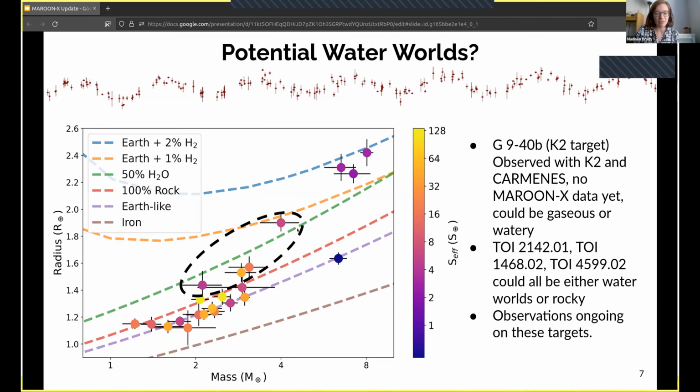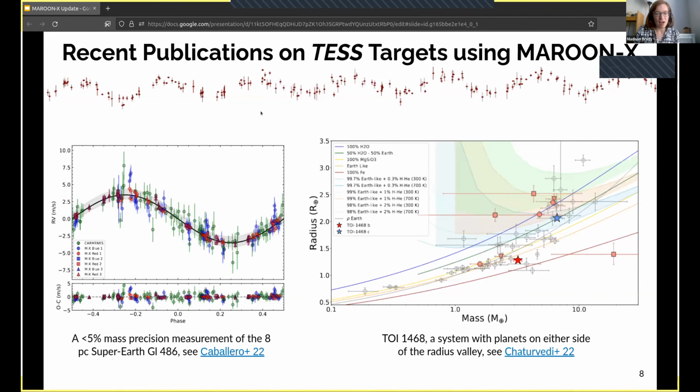However, most of these planets have relatively low mass precisions. So one of the things we're interested in trying to do is to either continue following up on these planets to improve the mass measurements, or to look at some of these planets for the first time to really improve those mass errors.